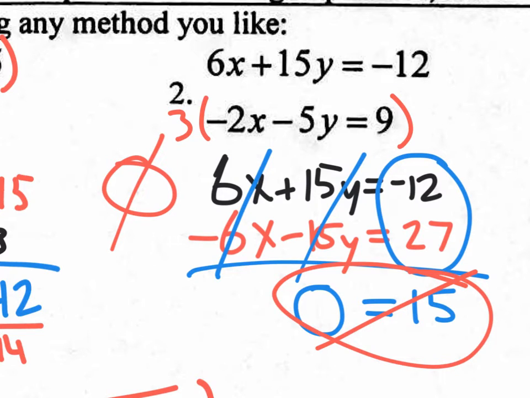Now I kind of am running out of time on this video, so keep in mind, if these guys would have canceled, and let's say this would have been a 12 down here, it would have also canceled, then you would have had 0 equals 0, then it wouldn't have been no solution, it would have been infinitely many solutions. Okay?